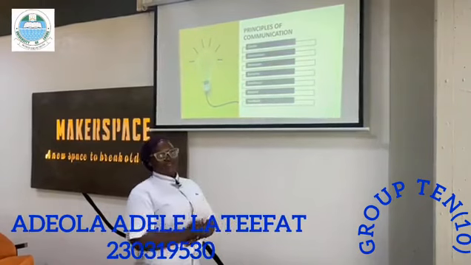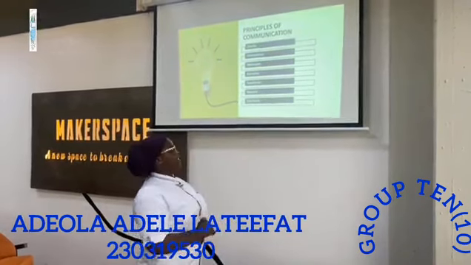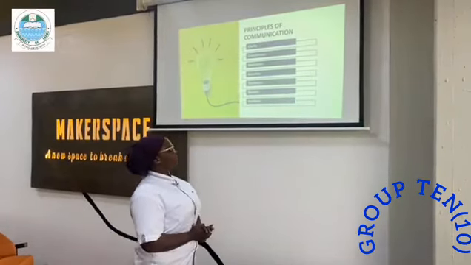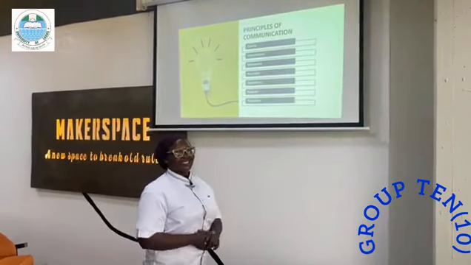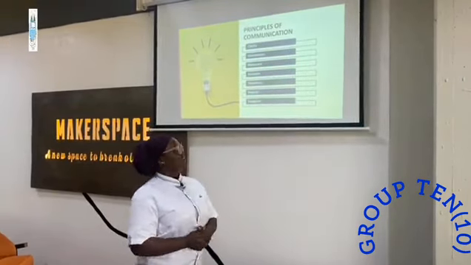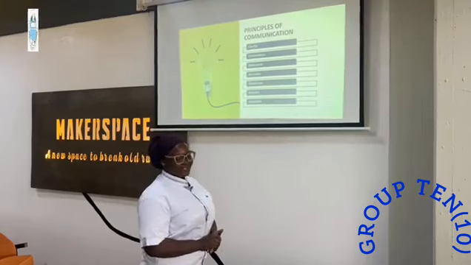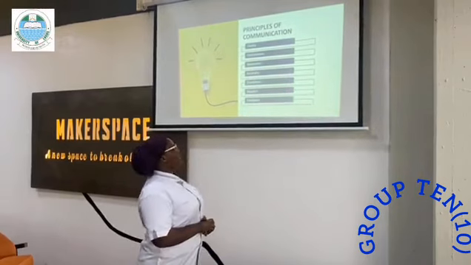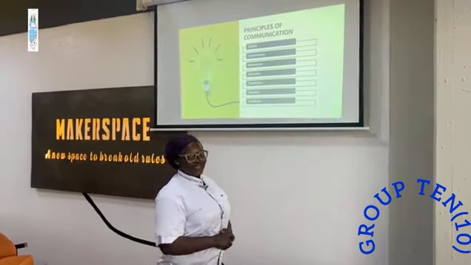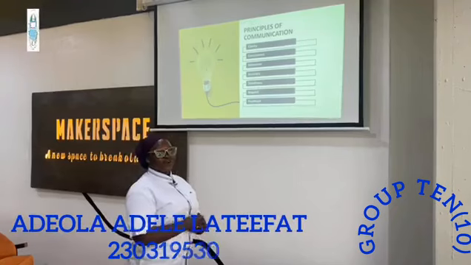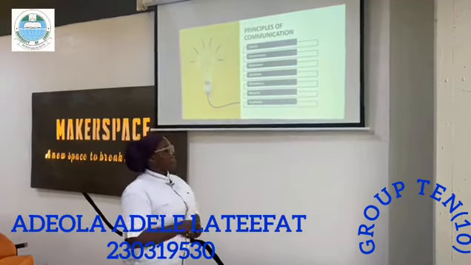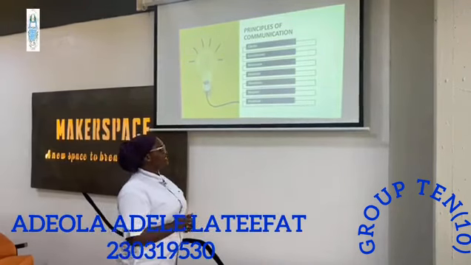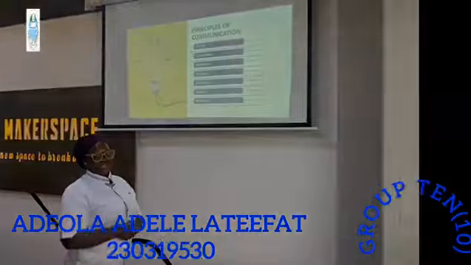Clarity. The principle of clarity ensures that the message that is being conveyed is clear and the use of language is simple. Conciseness. The principle of conciseness ensures that the message is brief and in a direct manner. Relevance. The principle of relevance ensures that the message is meaningful and applicable to the receiver. Accuracy. The principle of accuracy ensures that the message is correct and reliable. Timeliness. The principle of timeliness ensures that the message is communicated at the appropriate time.